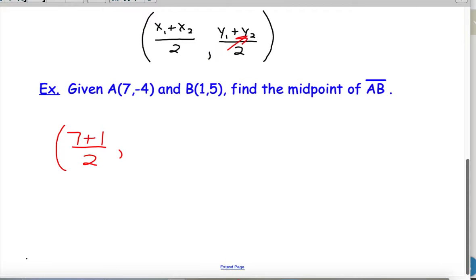Then I'm going to add the two y coordinates and divide by 2. What are my y coordinates? Negative 4 and 5. So negative 4 plus 5 divided by 2.